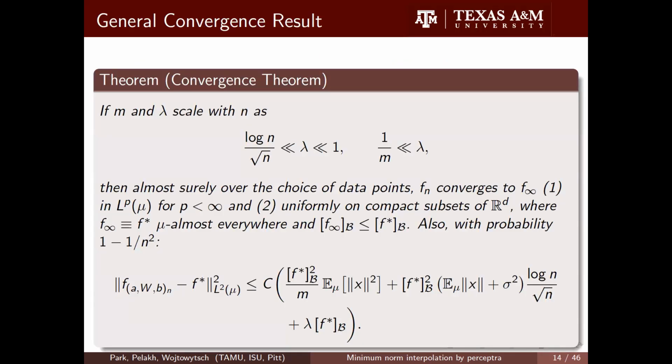Since the notation is now clear, I'm ready to introduce the main theorem. If M and lambda scale appropriately with respect to n, not too small and not too large, then F n, the empirical risk minimizer, converges to some function f infinity in L^p and uniformly on compact subsets. This f infinity satisfies f infinity equals f star mu almost everywhere, which means we fit the data exactly. And it has a less or equal Barron seminorm than f star, which is the minimum norm interpolation: if you fix any f star, f infinity would still have a less or equal norm. And the explicit L2 bound between F n and f star is expressed as follows. I'll explain this in later slides.